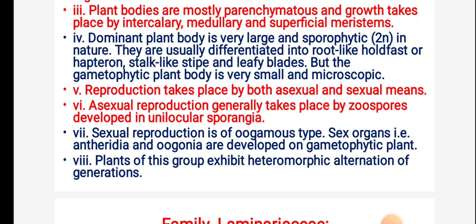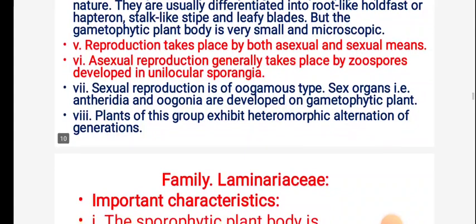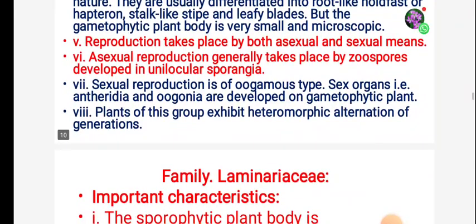But the gametophytic plant body is very small and microscopic. Here the reproduction takes place by both asexual and sexual means. Asexual reproduction generally takes place by the zoospores, which develop in the unilocular sporangia.